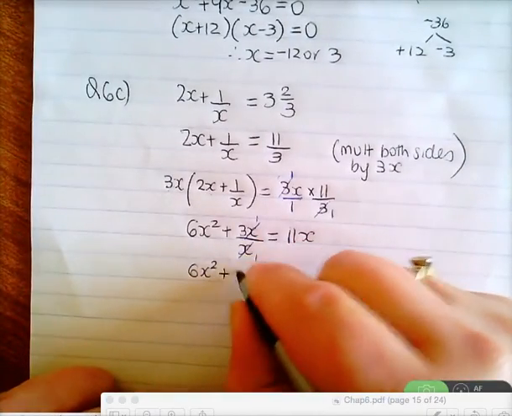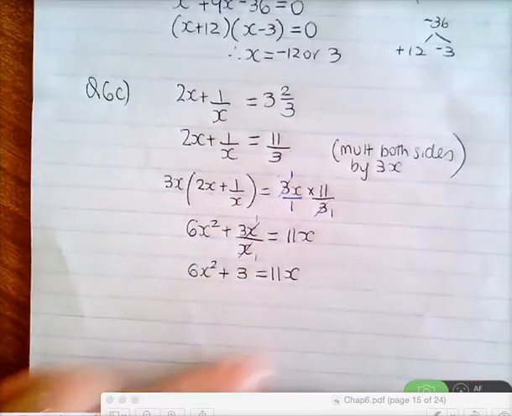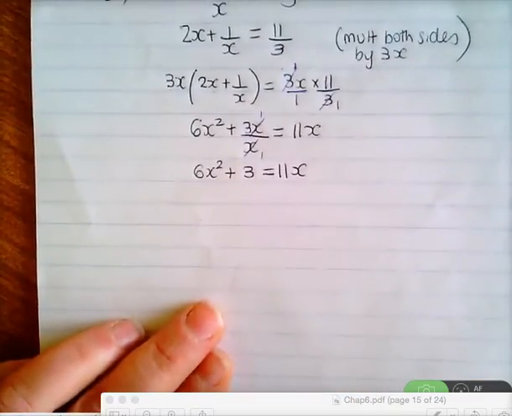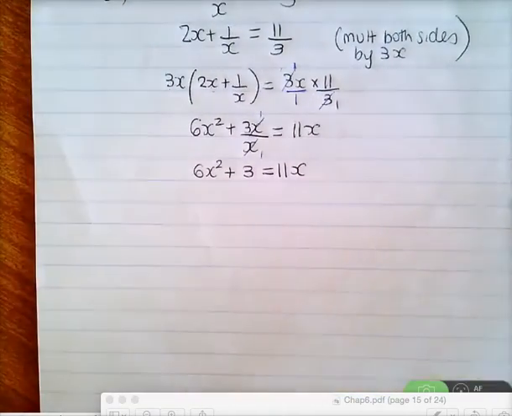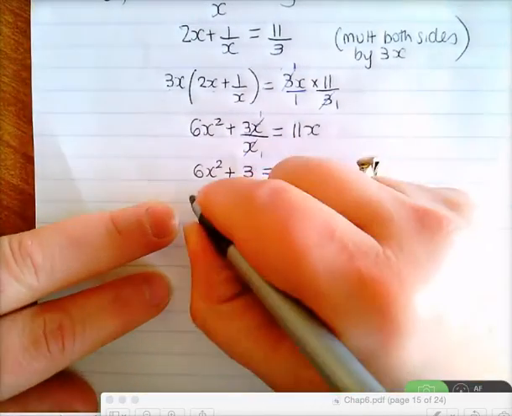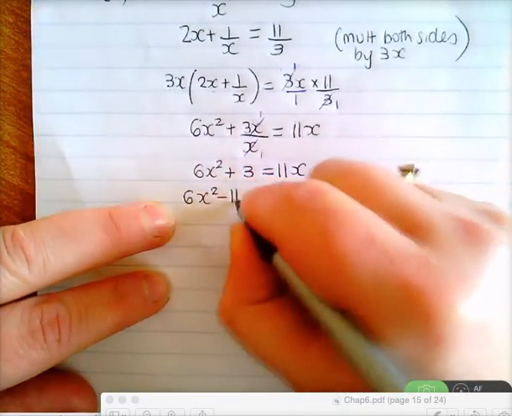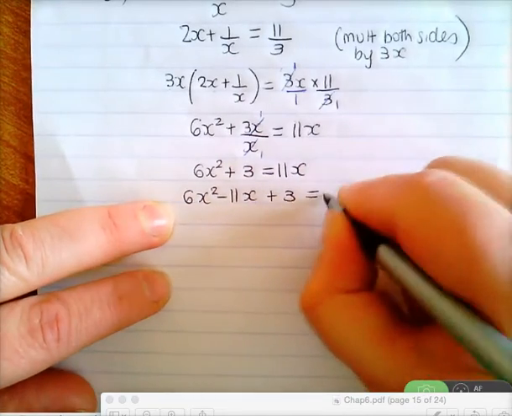6x squared plus 3 equals 11x. Now what do I do? Yes, move the 11x over and we've got 6x squared minus 11x plus 3 equals 0.